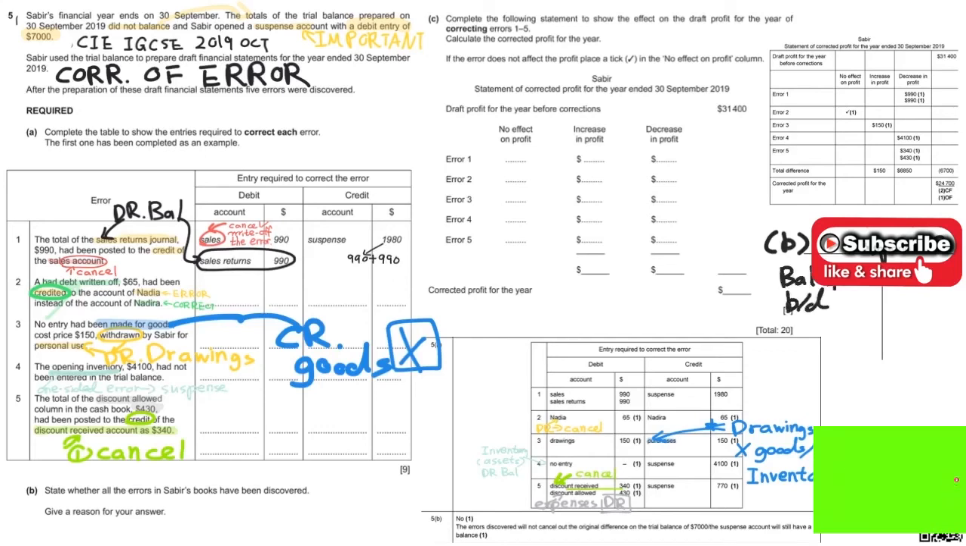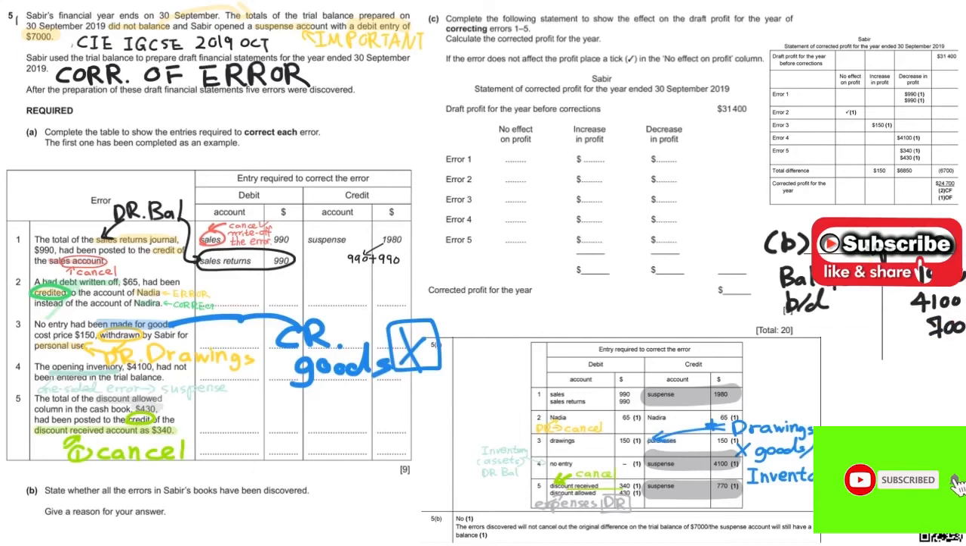So next, as you can see, there are some credits here, here, and here. So all these we can put on the credit side. So let's take a look. 1980, and then 4100, and then 700. So then you have to check whether the suspense account will be cancelled. Then you may add it up.